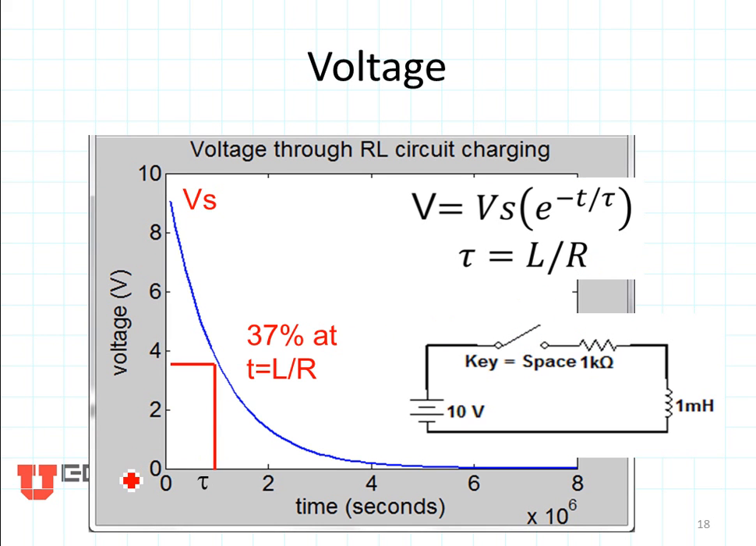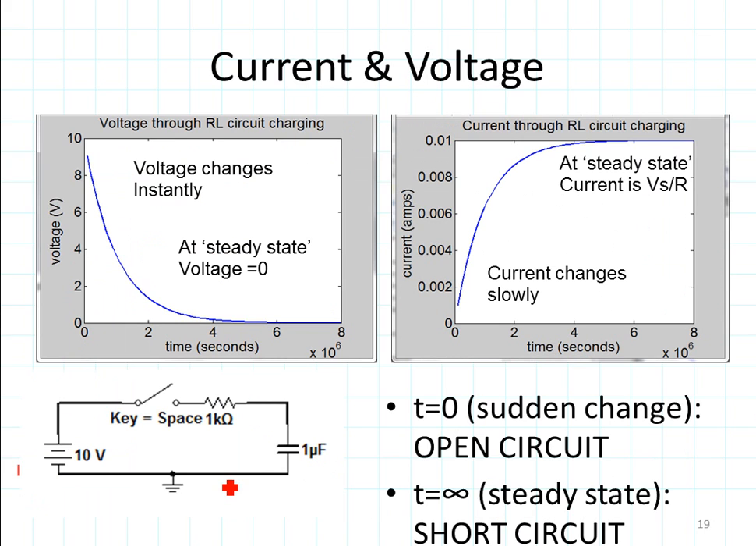The voltage, on the other hand, does change quickly across an inductor. It started out at 0, and it jumped up very quickly to the value of Vs. It has reached, and then it sags, and it reaches 37% of its value at the time constant L over R. So this is what the current and voltage look like for an inductor. Oops, this is supposed to be an inductor and not a capacitor. The voltage changes instantly, but the current changes slowly.